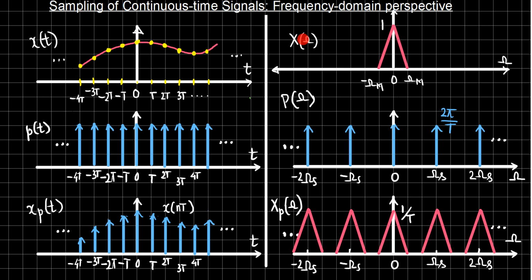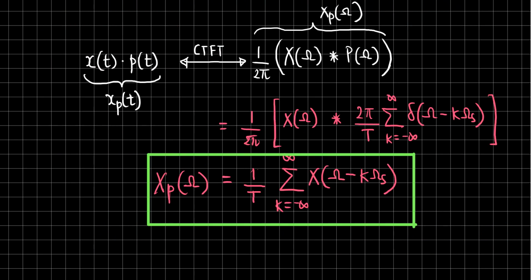In Fourier domain, if a certain signal x of t has the Fourier domain representation something like this, it can be of any shape. Just for simplicity, I have taken this shape, and from the Fourier transform of p of t, we know that it is again a train of impulses. So in the Fourier domain, it is going to be the convolution of X of omega with P of omega, giving you the Fourier domain representation of the original signal being replicated at every integer multiple of the sampling frequency, that is omega s, of course with a scaling factor of 1 by T. Same thing we have indicated with an expression here. So the original Fourier domain representation is replicated at every integer multiple of omega s with a scaling factor of 1 by T. So this is the Fourier domain or frequency domain representation of sampling of continuous time signals.